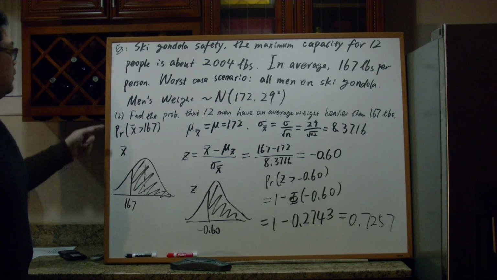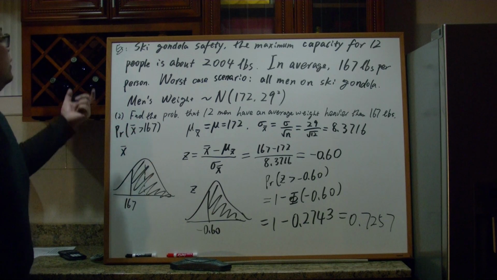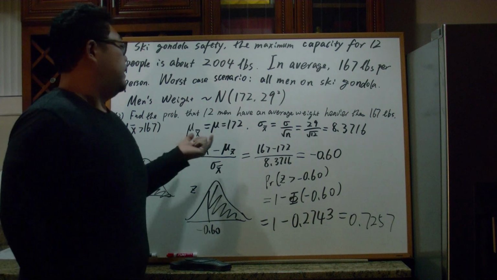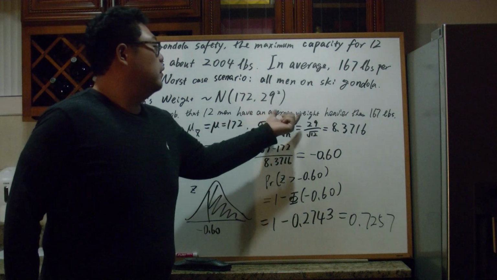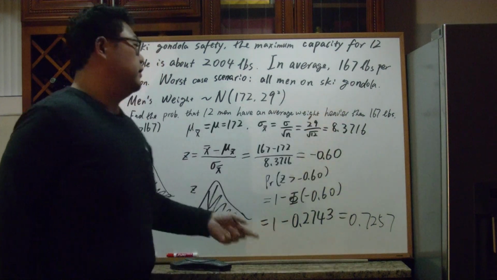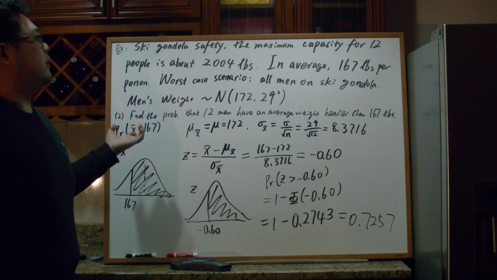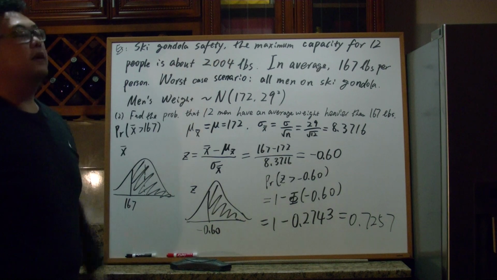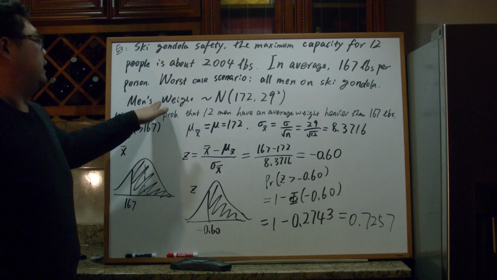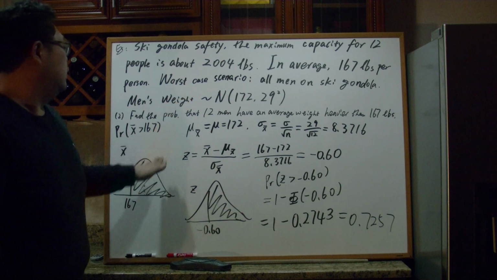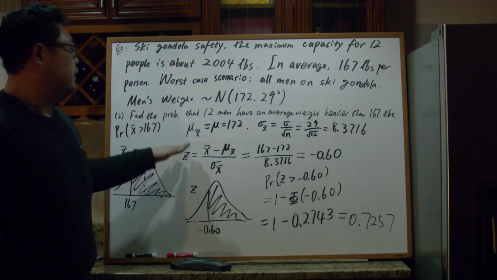Well, this question too, I actually used the central limit theorem to find the sample mean, actually the average weight in this question higher than 167. So from the central limit theorem, we know that the original weight is normally distributed, therefore the sample mean also follows the normal distribution.